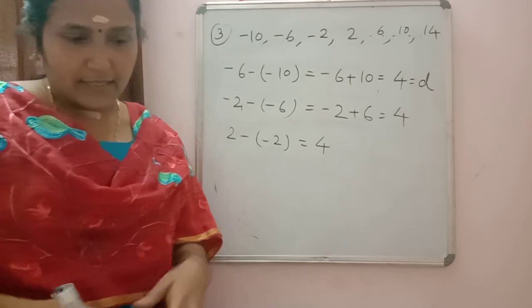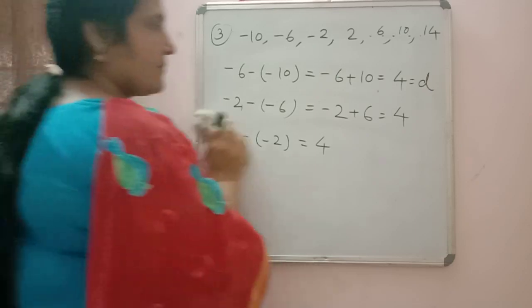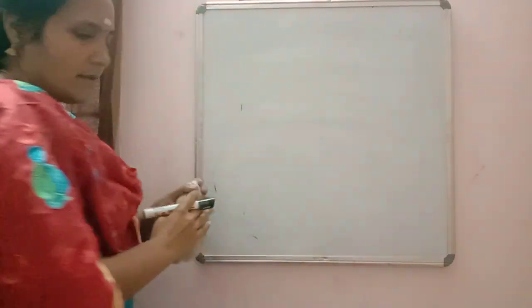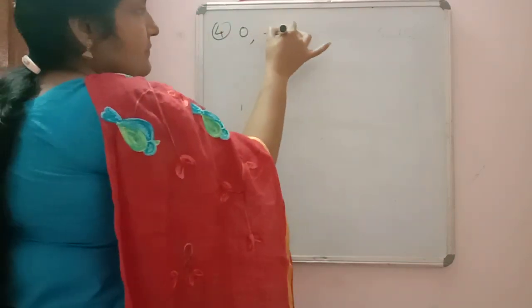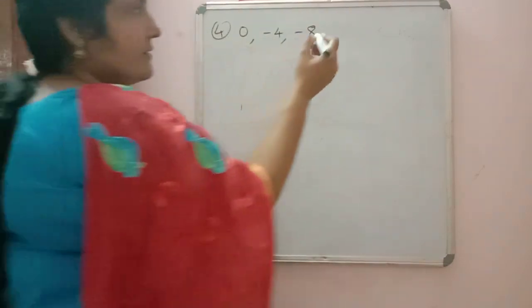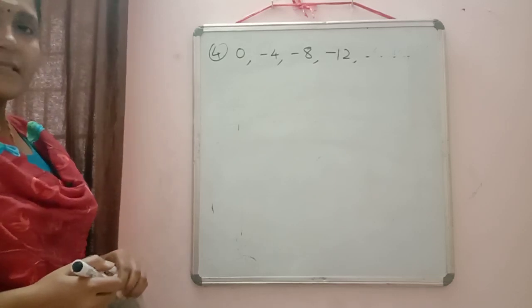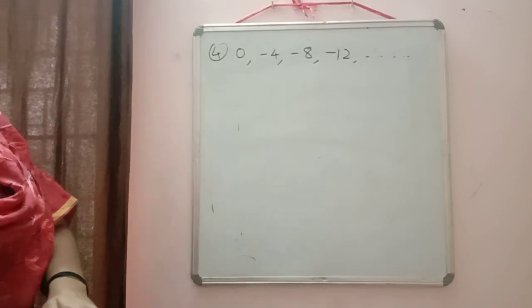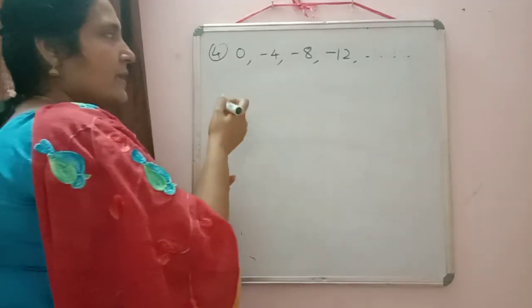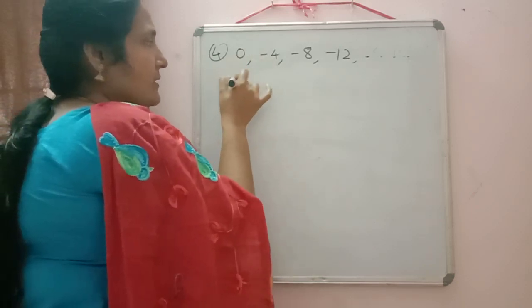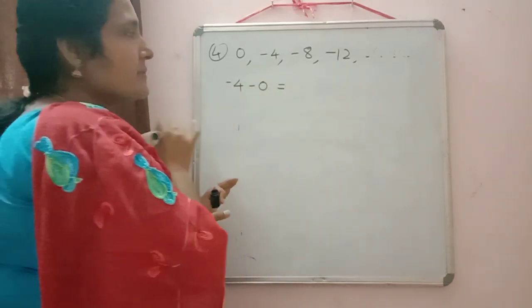Okay. So next question we are doing. The next is write down 0, minus 4, minus 8, minus 12, etc. If they are in AP, then we will find out the next terms of the AP. So first we will check whether they are in AP or not. Obviously the first term is 0. Now we are finding out the differences there. Second term minus first term. So minus 4 minus 0. What will come? Minus 4 minus 0?